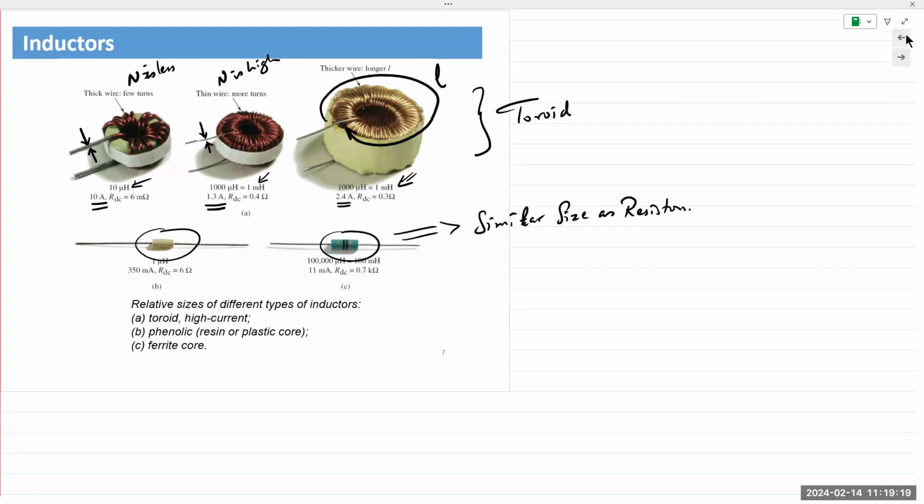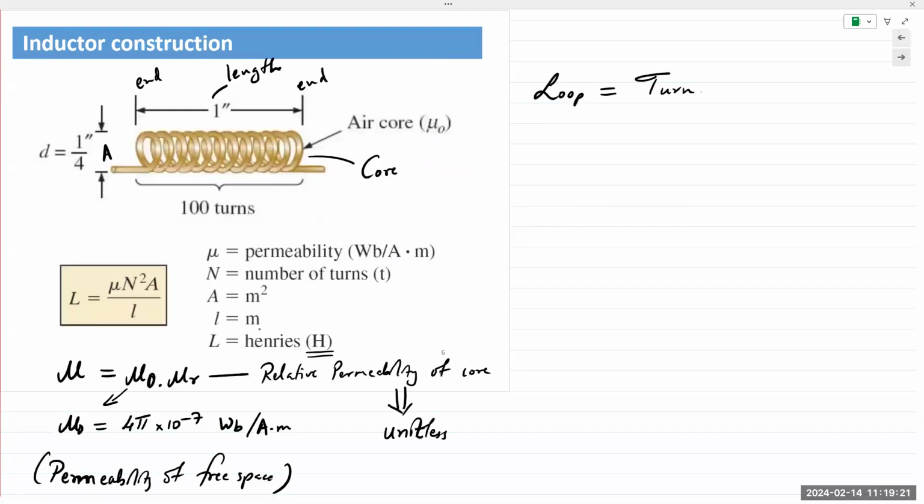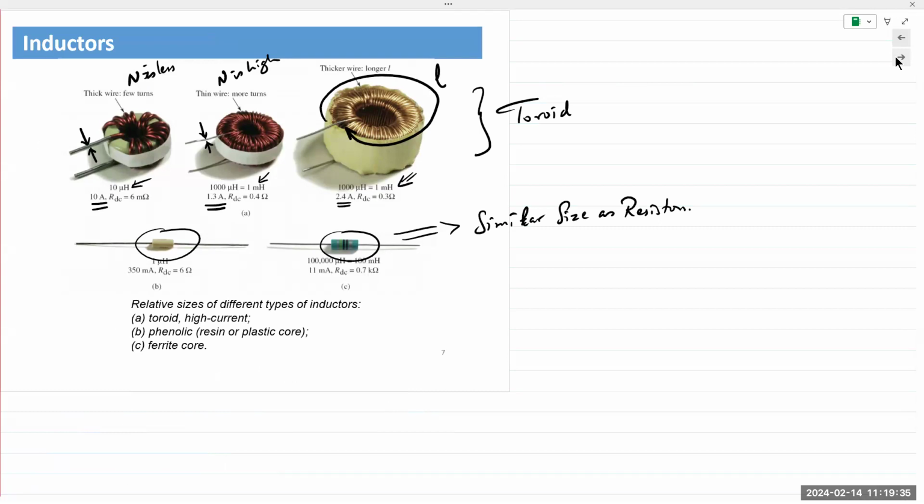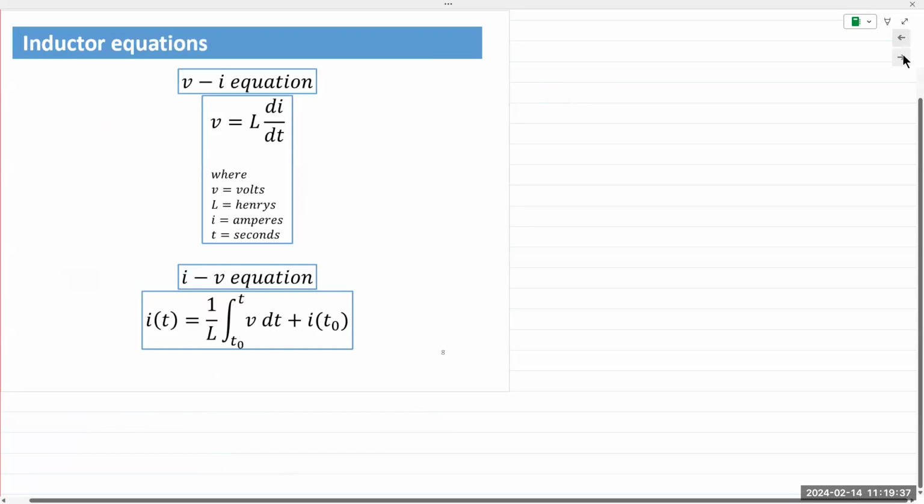The equation, L, inductance value is inversely proportional to the length of the inductor. So the longer the length, the lower the value of the inductance. Okay. All right. So that was just a few examples of real life inductors.